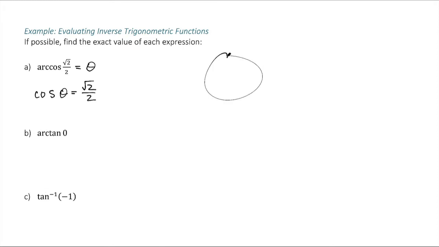Now, if we consider our unit circle, there are many places where the cosine is equal to root 2 over 2, but they all look the same. They're all coterminal with these two locations right here. And the arc cosine is only going to give us a value between 0 and pi. So that's going to be anything here, okay? Anything in the first two quadrants. And so, of course, that's this angle right here, which is going to be pi over 4.